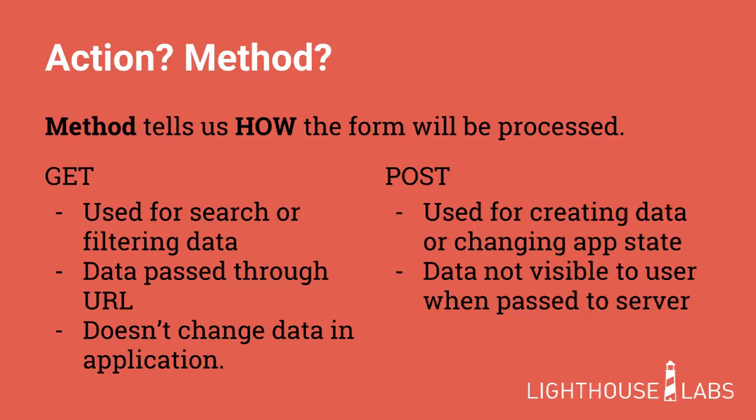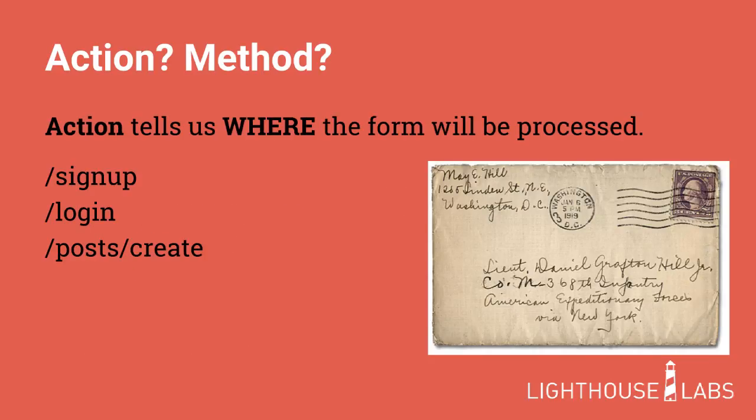But it's not immediately visible in the URL itself. The action, so now this is the other side of it. Remember, we got two attributes here in this form tag. We got the method, which we were talking about. And for all practical purposes, there's only two for front-end developers: get and post.